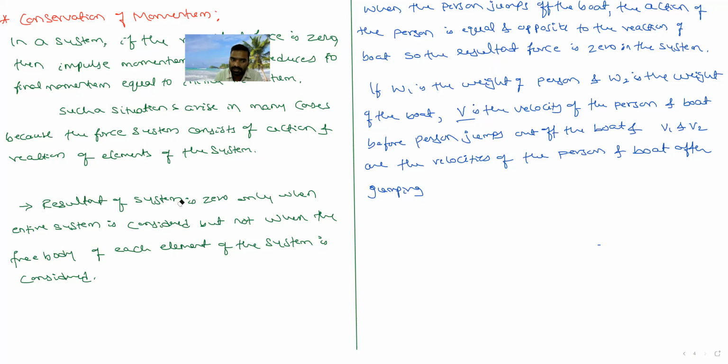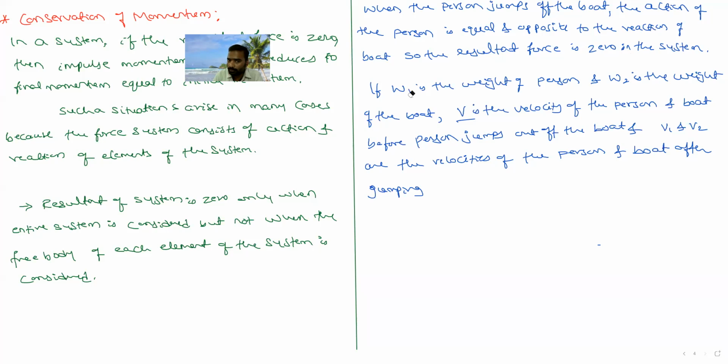The resultant of the system is 0 only when the entire system is considered, but not when the free body of each element of the system is considered. It means when entire boat and person are considered, the resultant force is 0. If you consider individually person and individually boat, then that is not equal to 0. Example: when a person jumps off the boat, the action of the person is equal and opposite to the reaction of the boat, so the resultant force is equal to 0.